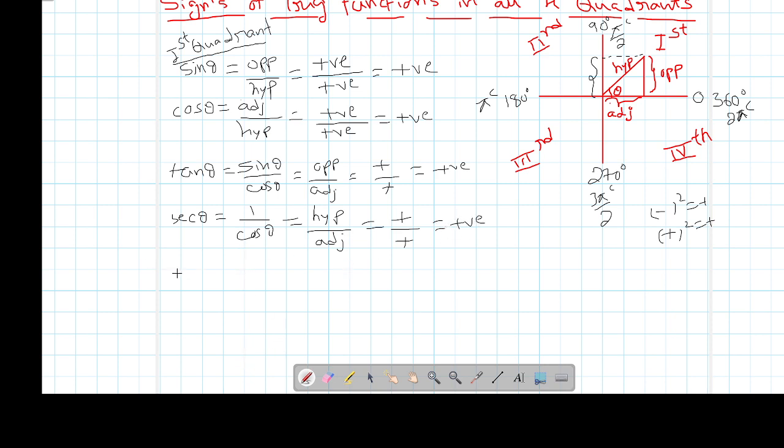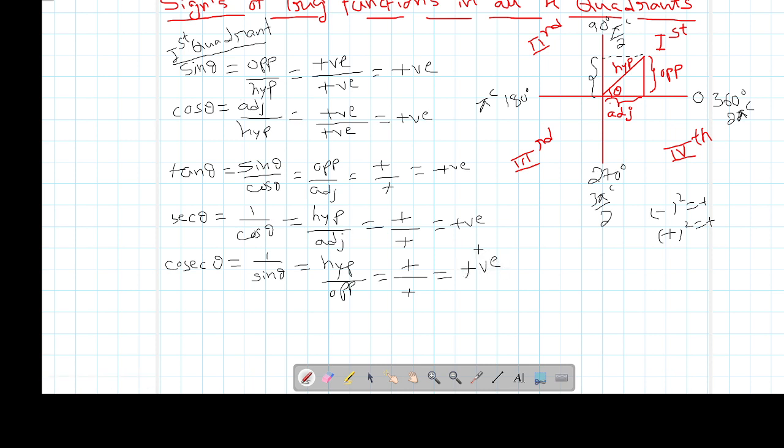And next one, cosecant theta. What is cosecant theta? It is 1 by sin theta. So if you write in terms of the ratios, it will be hypotenuse divided by opposite side. What is hypotenuse? As I already mentioned, hypotenuse is always positive. Positive divided by opposite, which is parallel to the y-axis. So this is positive. Positive by positive will be positive.